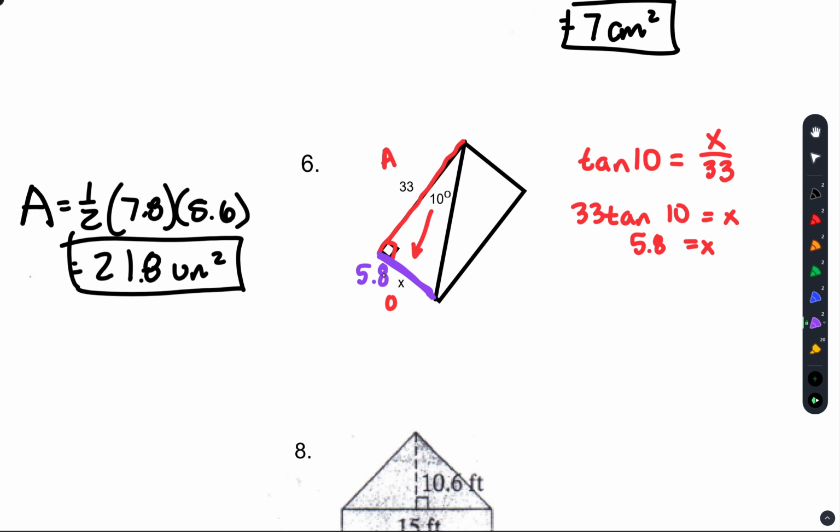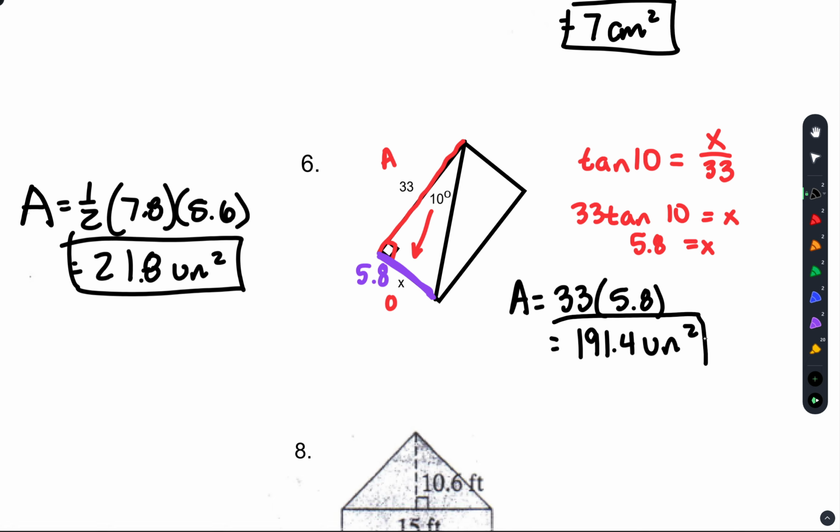So once we've done the complicated step, now we just go to the area, which should be very straightforward. We're going to do 33 times 5.8 to get the area of that rectangle is 191.4 units squared. Any questions on that one? So some strategies we're looking for. So SOHCAHTOA is one of them.